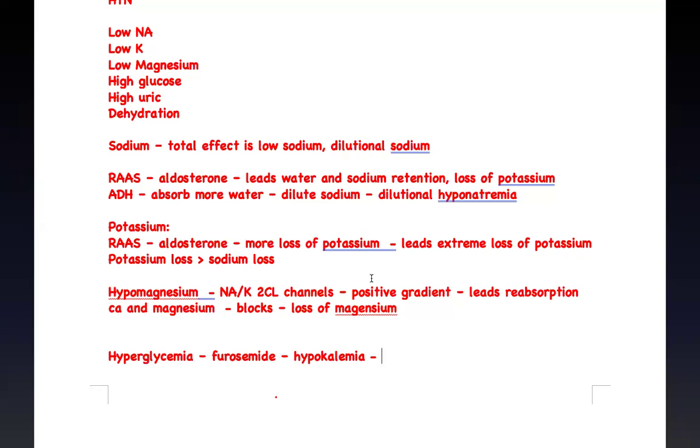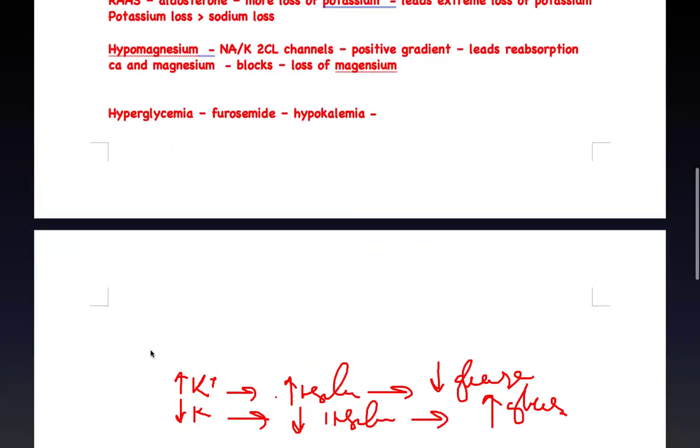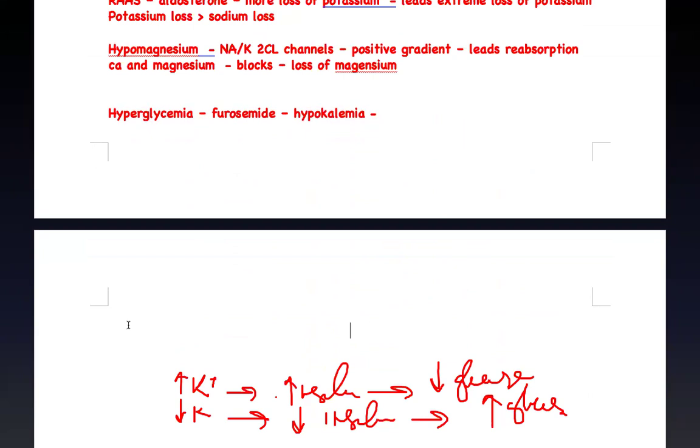So when your potassium is very high, you release insulin to get rid of it. So high potassium will lead to what? Insulin release. Insulin release will lead to what? Low glucose. Well, when your potassium is low, what do you think? It's the opposite. You're not going to release insulin. In the process, your glucose goes up. And that's what happened.